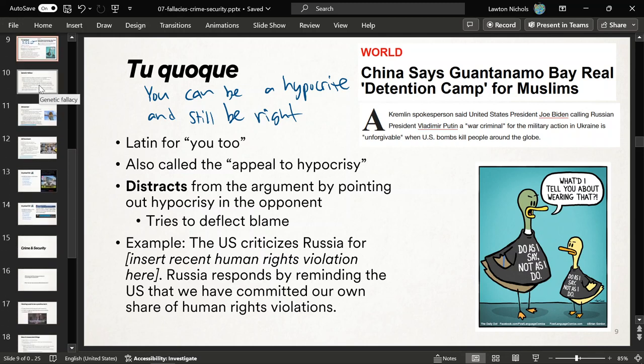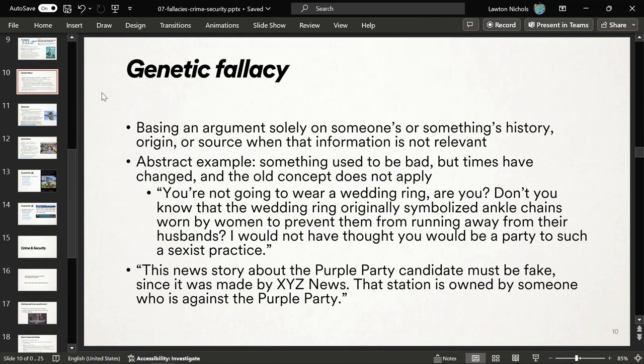All right. This is a harder one to explain. I have no pictures because I had to include a lot of words. This one I'm required to teach you, but I don't understand it the best because it is a weirder one. But let me show you what I know, at least. This is called the genetic fallacy.